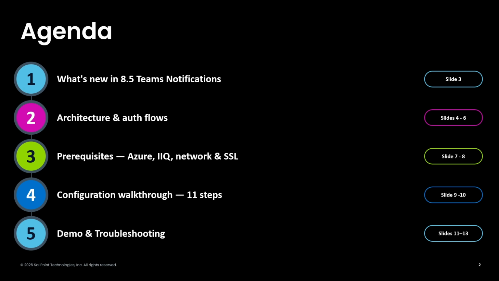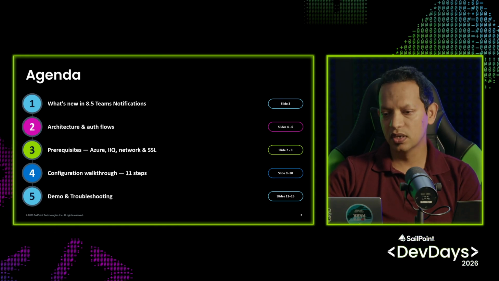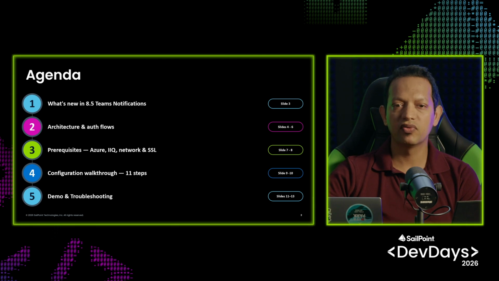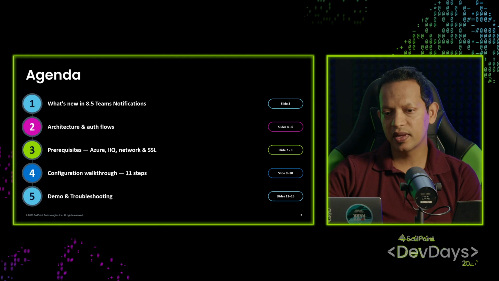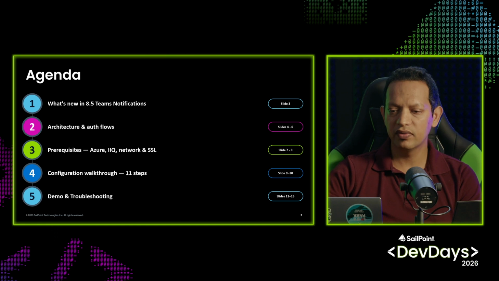With 8.5, SailPoint has enhanced this integration, which means that now with 8.5, users can actually approve work items within Teams. Prior to 8.5, the user would get the notification in Teams, but when they clicked on that notification, they would have to go and log into IIQ, which is again a context switch for them. And it's not a seamless and good user experience. But with 8.5, users can actually take action on the work items within Teams.